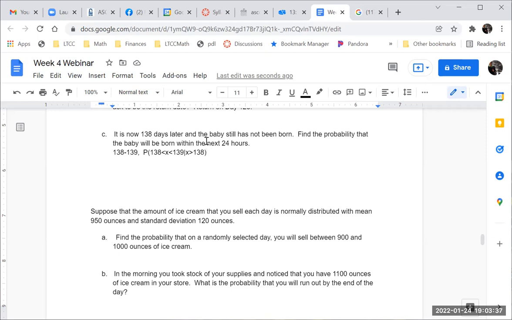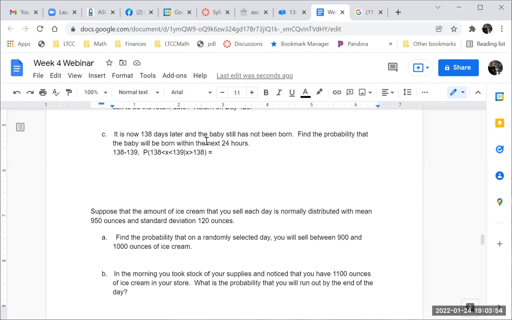So it's a conditional because we know the baby's not born yet. So that means it went 138 days without it being born. We know that. That's a given. Then we can use that rule again. And that is the probability of A and B.